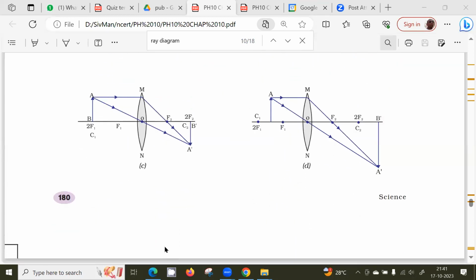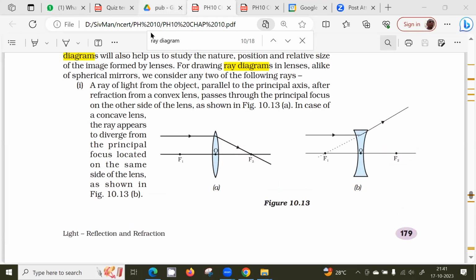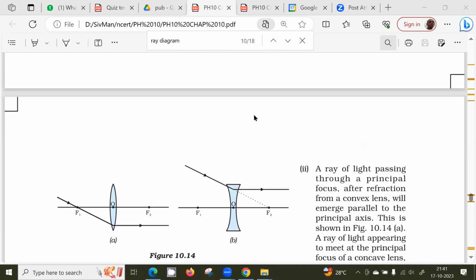Yes, sir. Just a minute. I have shared one picture in the general chat group, sir. Can you see it? Where is the table? Now it came, sir. Can you see it, sir? That's coming. It's coming. Wait.